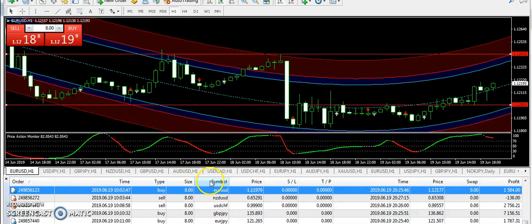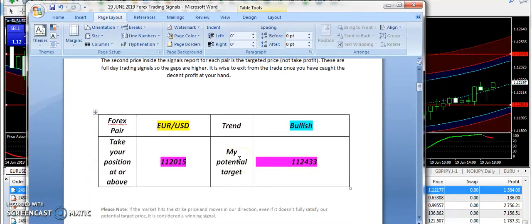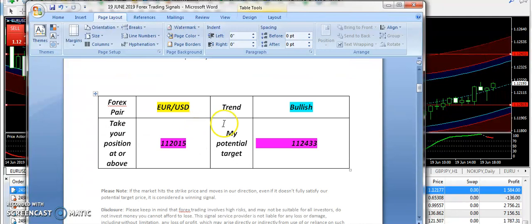Now let's move towards today's analysis. We have a short analysis today because only 4 pairs came into our entry zones and we have traded them. Let's get started with the analysis right from Euro USD.